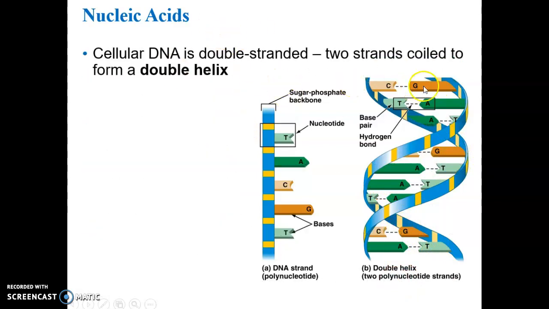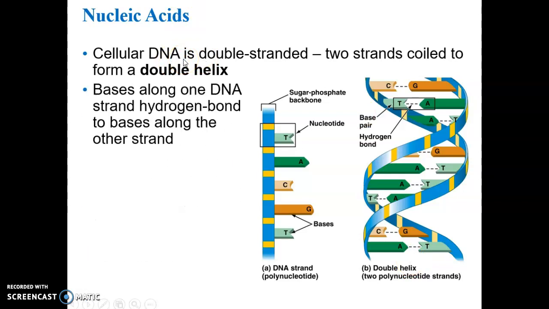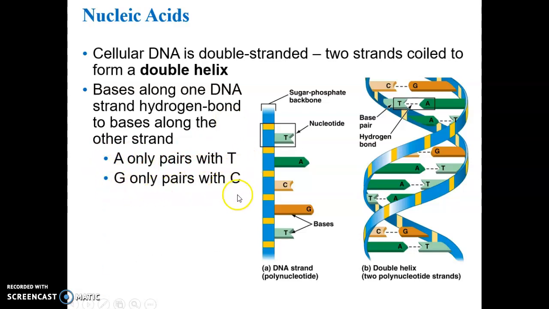And again, 2 strands coiled together to form this unique double helix molecule of the DNA molecule. The bases along one DNA single strand form hydrogen bonds with the bases of the complementary strand. And that's what holds it together. A only pairs with T, or T only pairs with A. G only pairs with C, or C only pairs with G.